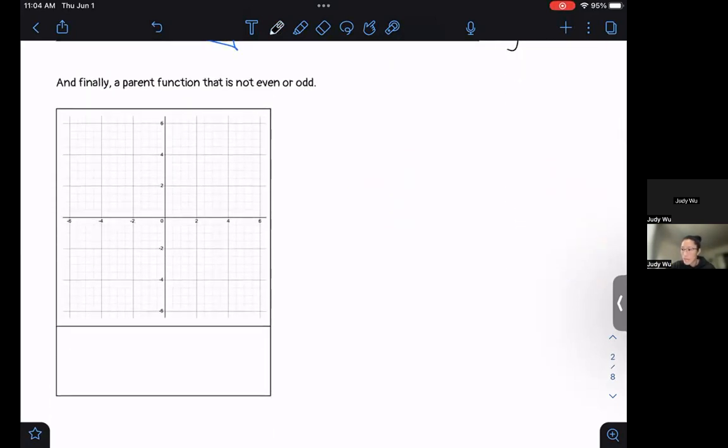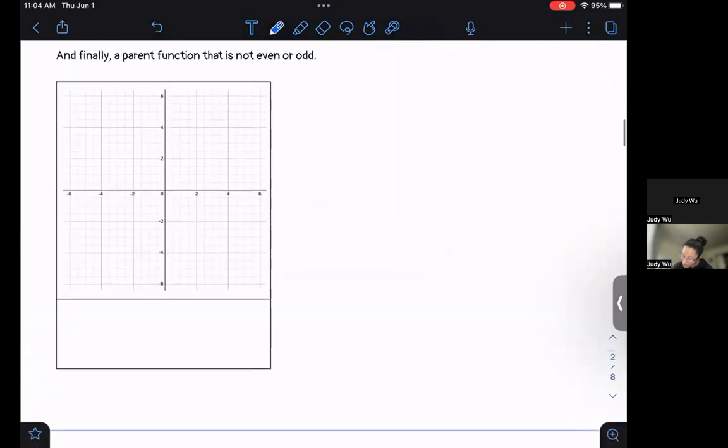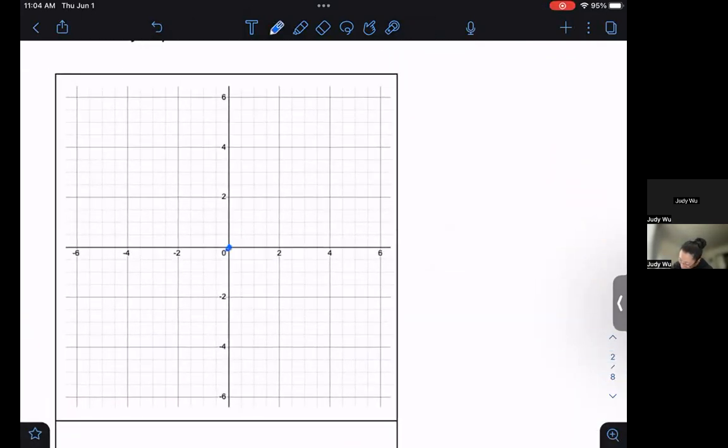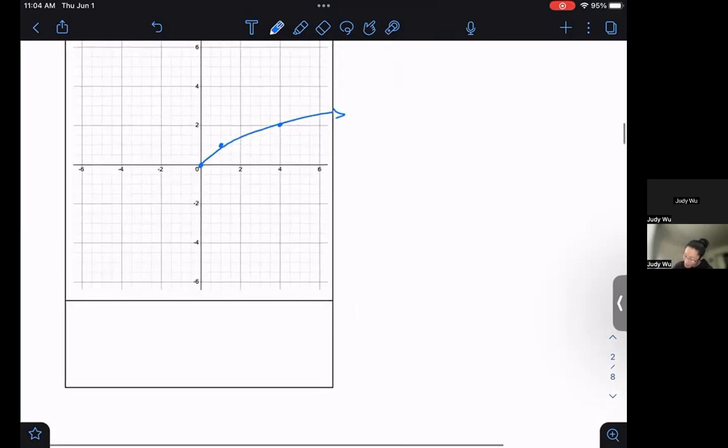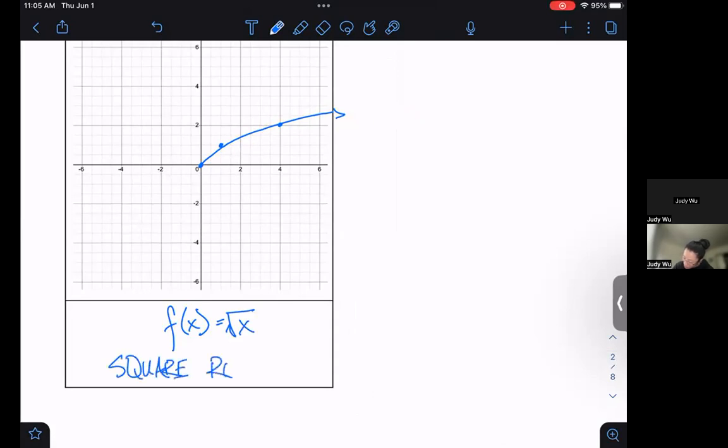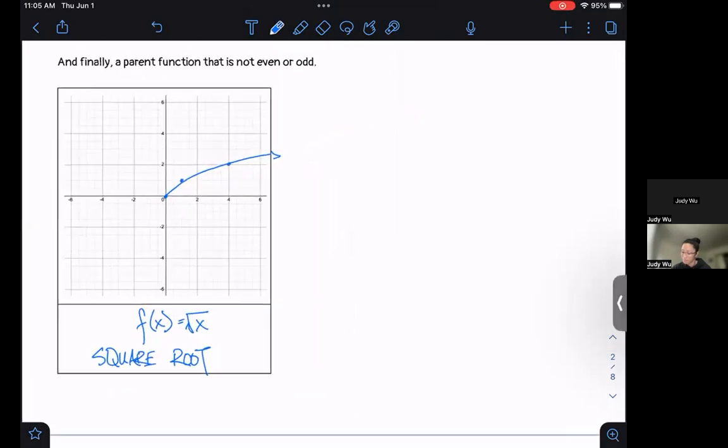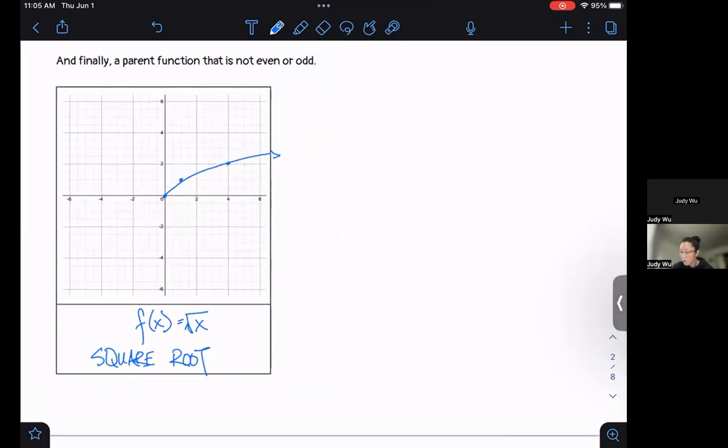So we've talked about some even parent functions and some odd parent functions, and now let's finish with a parent function that is not even and not odd. Let's get a picture going here. We've got 0, 0, 1, 1, 4, 2, and we connect it with a smooth curve like that. Turns out this equation is f of x equals the square root of x, and we call this the square root function.